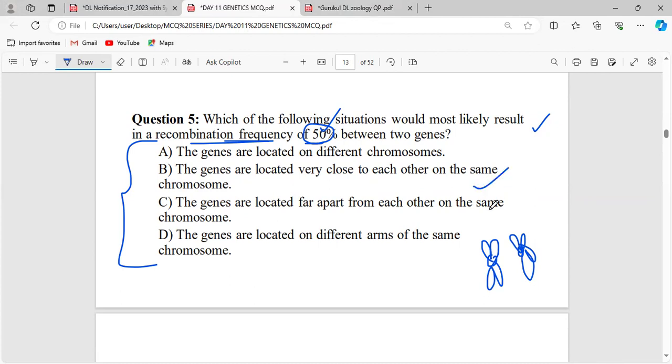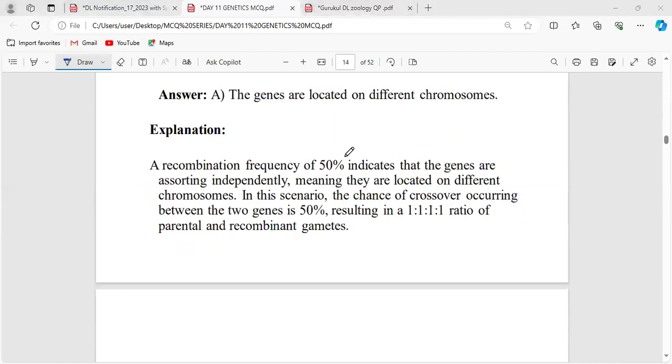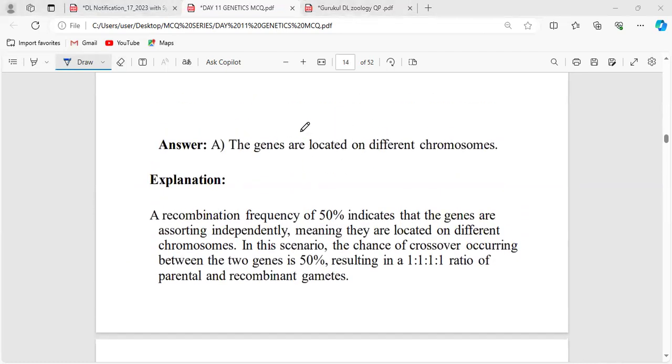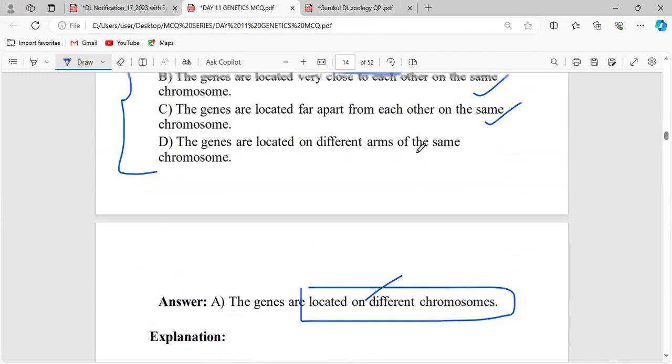If genes are very close, what will be the name of the genes? If they are far apart, what will be the name of the genes? If they are located on different chromosomes, will crossing over occur or not? So these are all the different situations. And what will be the answer? C. Crossing over will always occur whenever the genes are present on different chromosomes.